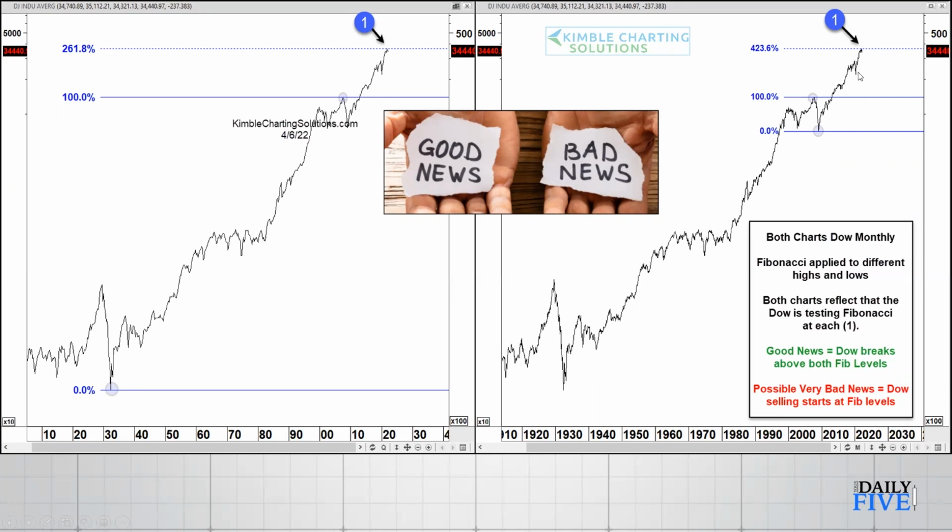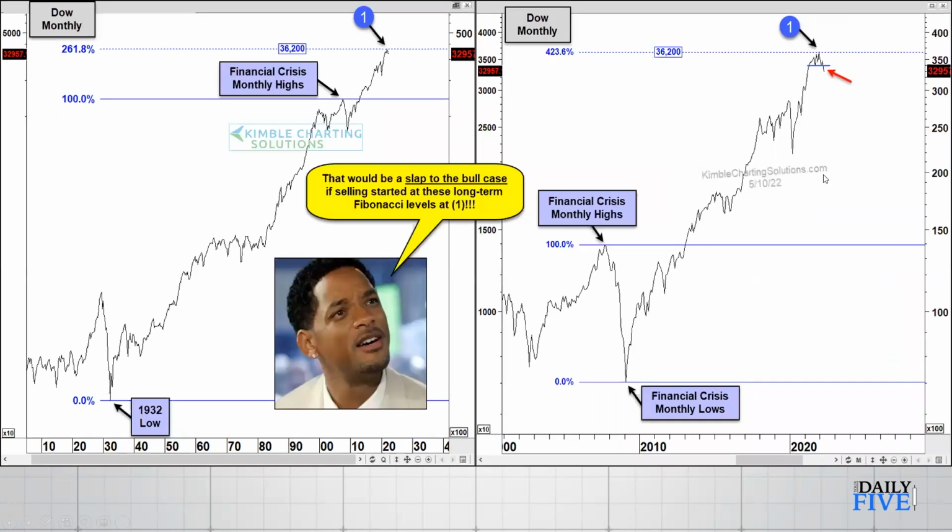And why should it be a surprise then if some reversals take place at that. So here's the update on the chart. And so this is the one, as Will Smith would say, that'd be a real slap in the face to the bull case if selling started at these Fibonacci levels.